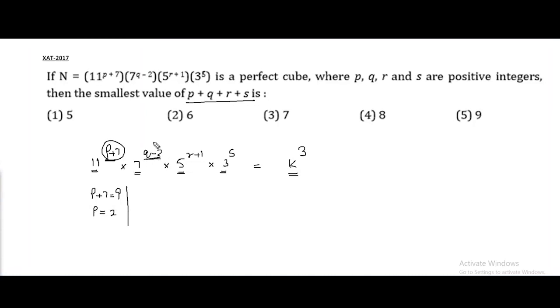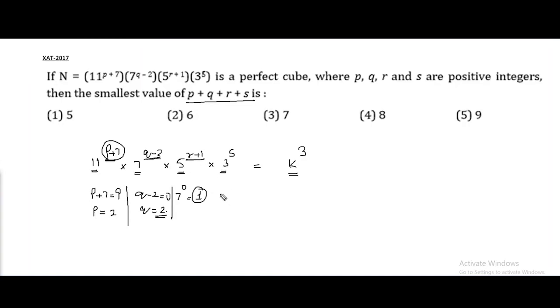Now here, do not try to make 3. Can I make it 0 as well? If I take 7 raised to power 0, then also it should be a perfect cube, right? So here I'm taking 0 power. If I'm taking 0, then q will be 2. Again, it is coming out to be a perfect cube, meaning a positive integer.